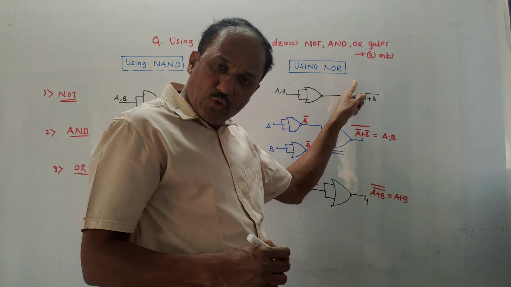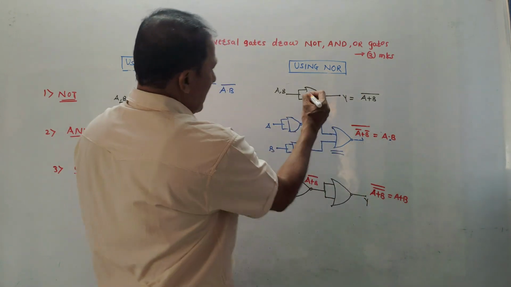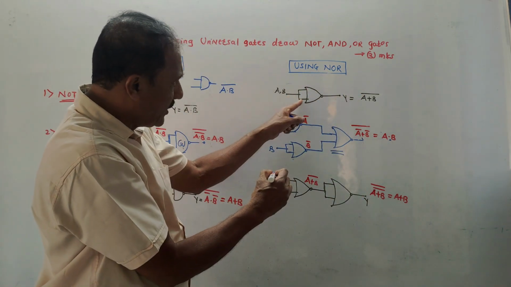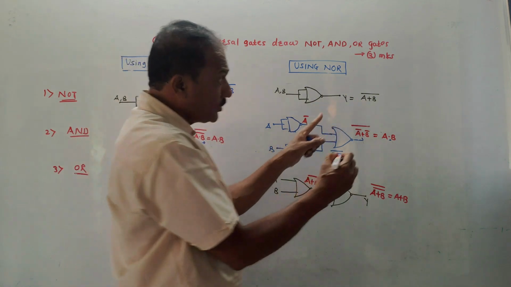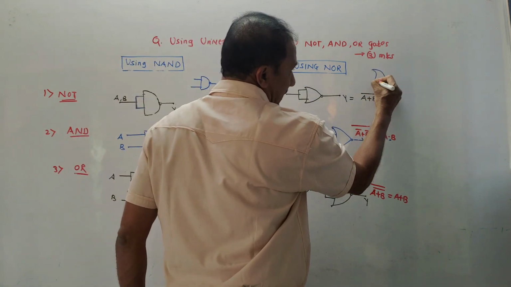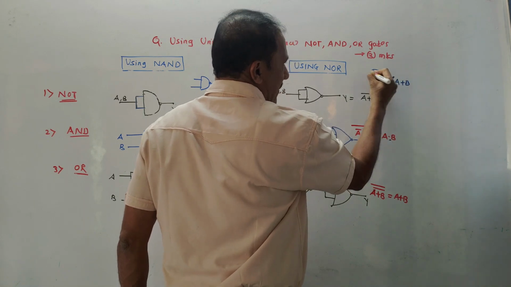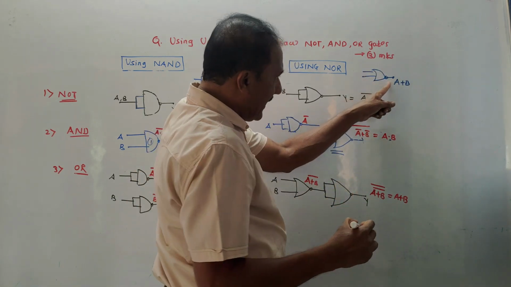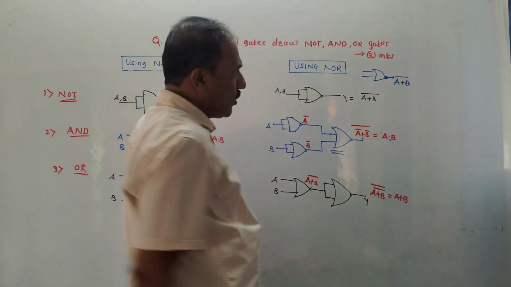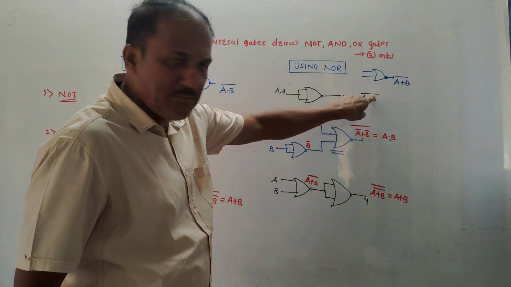Same way, if you are using a NOR gate, then like the previous case, just combine both the inputs and use the NOR gate. One more thing: in case of the OR gate, output is given as A plus B. If I draw a bubble, then it is a NOR gate. So in that case, the output is the complement. So Y is A plus B bar.